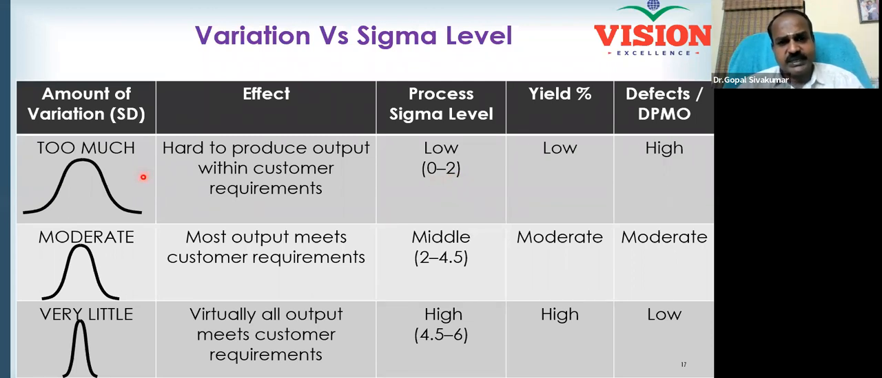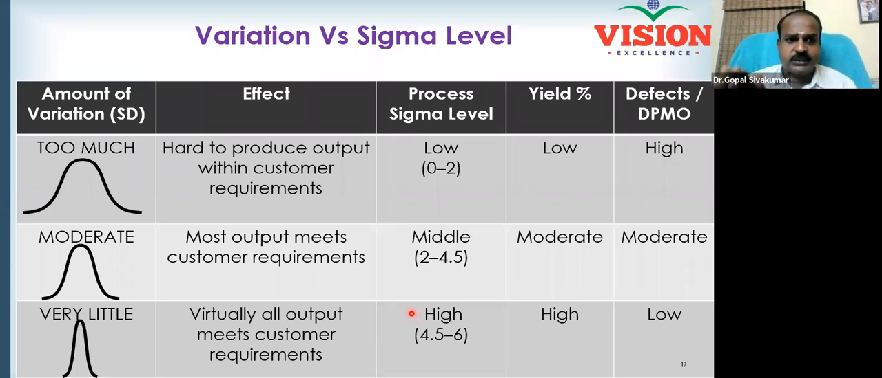So when the standard deviation is high, yield will be low, defects will be more, and DPMO will also be high. On the other hand, if you reduce the standard deviation, your process will start becoming narrower and taller in the center. If you see a taller process in the center with a narrower spread, that means the standard deviation is low. Virtually everything you produce will meet the customer requirement. That means your sigma level will be high. See here, we said this process sigma level is 6.